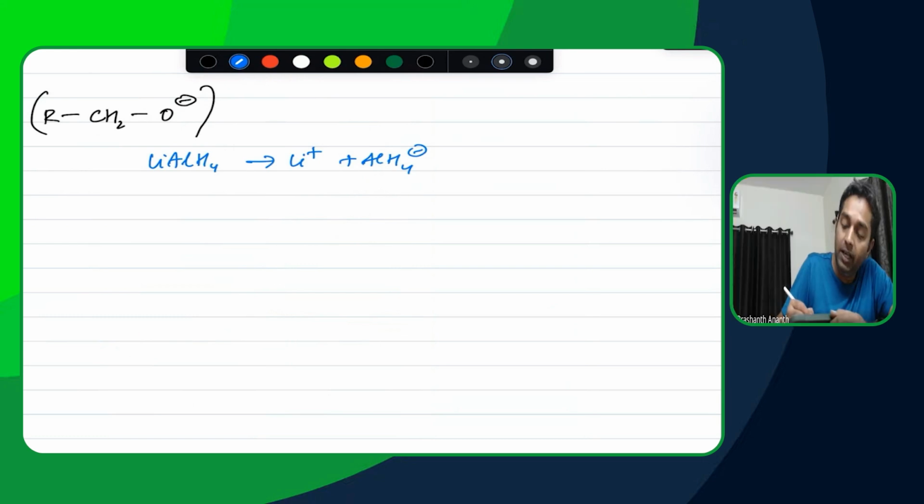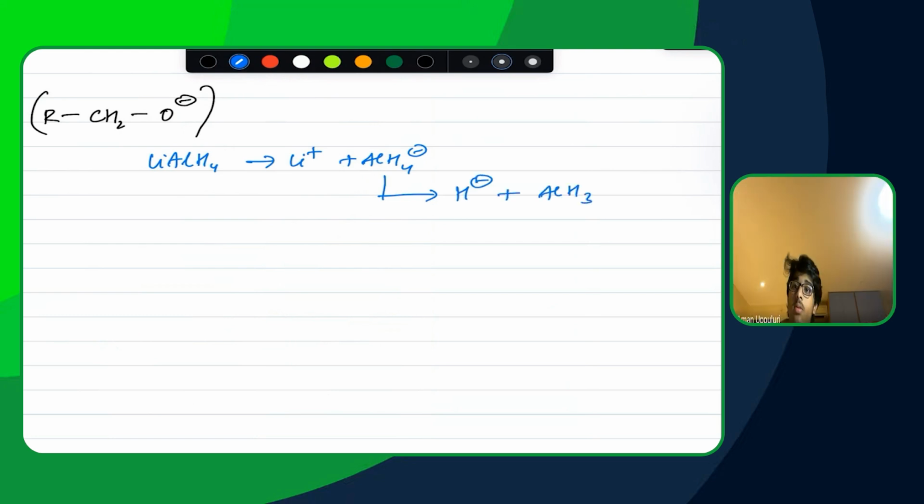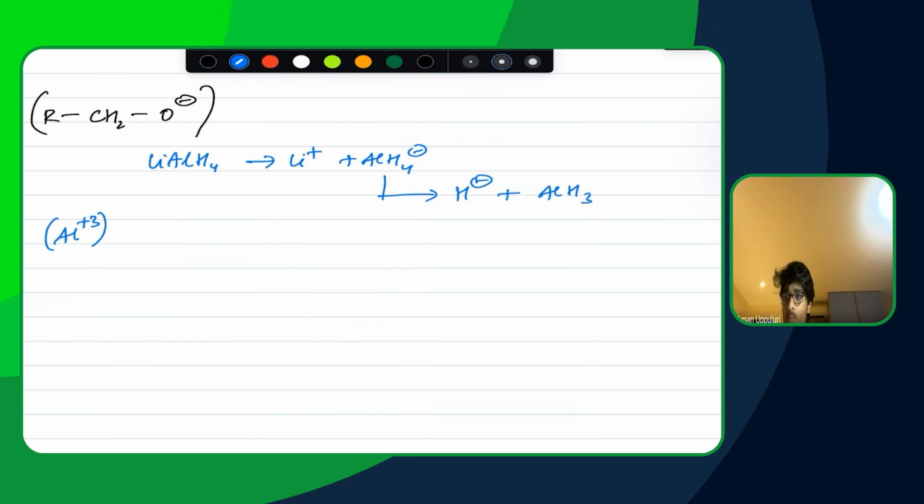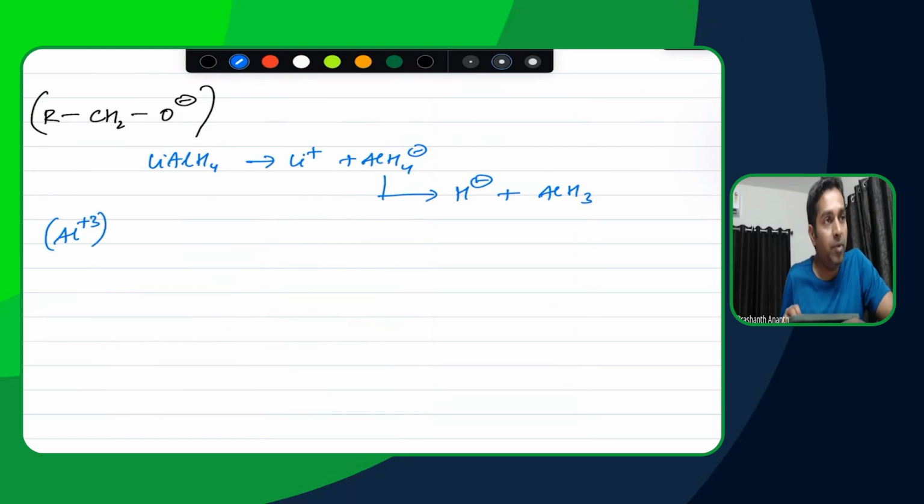Correct? Yes, sir. Each time the AlH4 reacts, it breaks into H minus and Al, H3, and so forth. Because the ion which is present is aluminium plus 3. Aluminium plus 3 is the ion which is present. It can form a coordinate covalent bond with either the H minus or with the O minus. Either of the two.